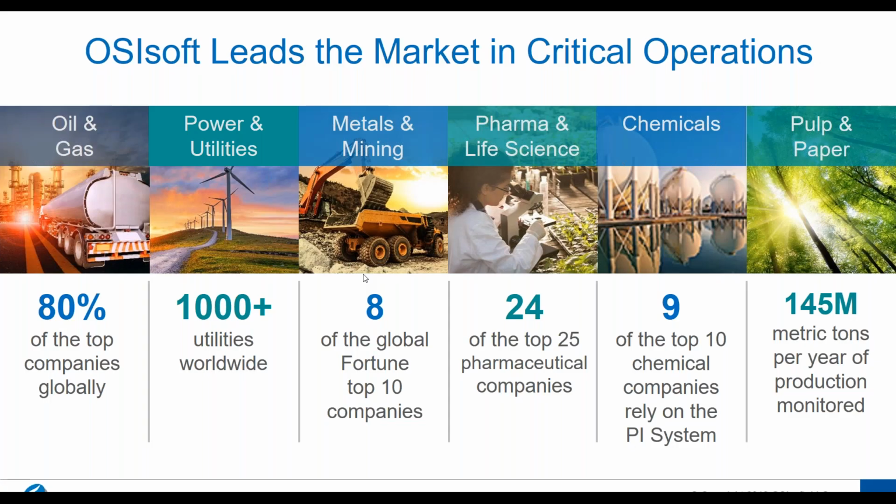OSIsoft serves customers that tend to be in heavy critical operations. So you can see from this display, big process industries, and they tend to have engineers on site. And if you can give those engineers data and the tools to look at that data, then they tend to just want more. We're also expanding into other industries. Something that's common to all of our customers is they've got facilities to monitor and transportation. We're also in discrete manufacturing and food and beverage as growth areas.